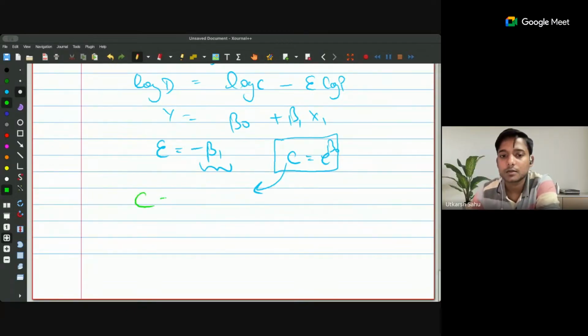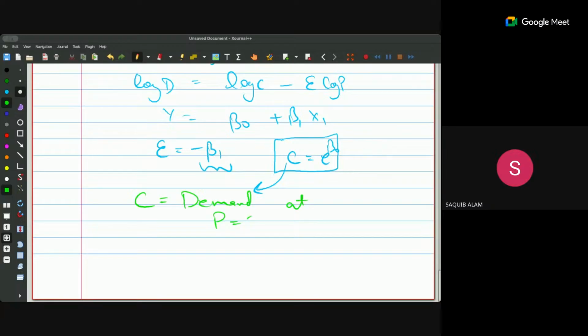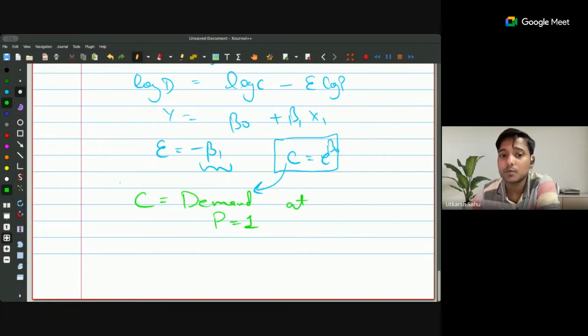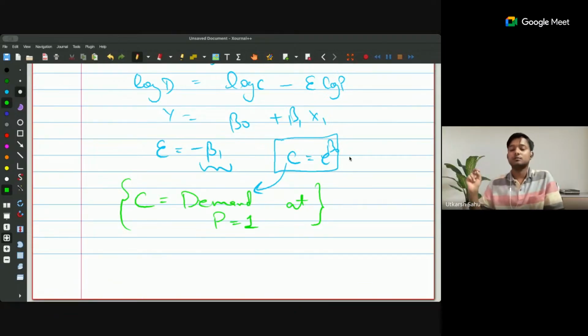C is demand at price equals 1. Correct, this is very important. They will not ask you what is C. They will just say, tell me demand at price equal to 1.